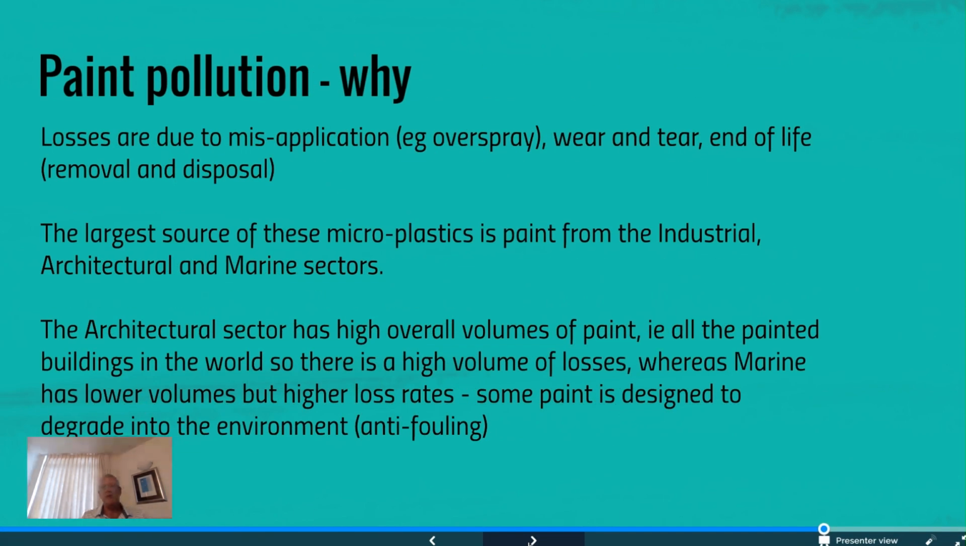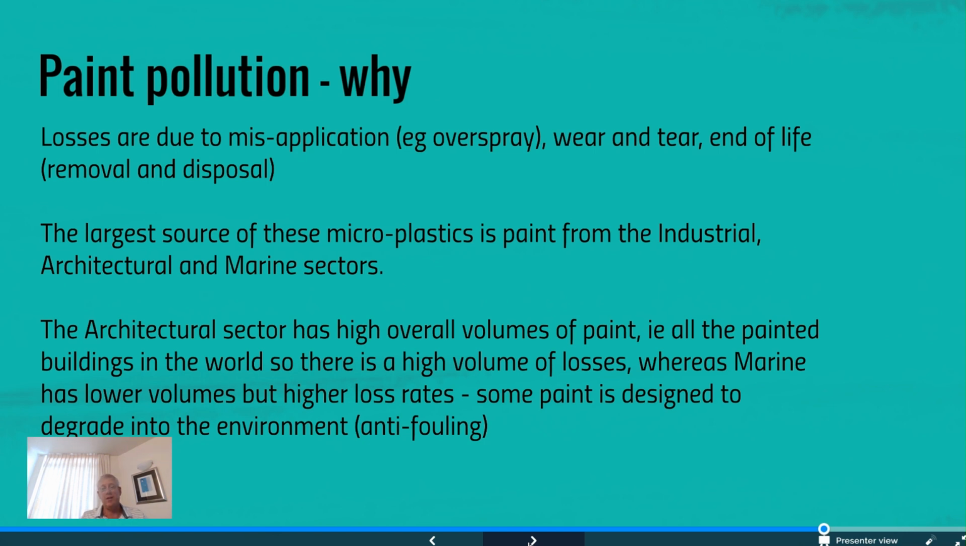Sometimes it's losses due to misapplication. When people are applying paint, it's overspray, which goes into the environment. It's wear and tear. The paint degrades over time. And a lot of it is at end of life, when paint is either removed to be reapplied, so grinding, sanding, these type of things, paint gets into the environment. And also from disposal. If you dispose of an item which is painted, then the paint goes along with the item. And so how does that happen in the marine world?